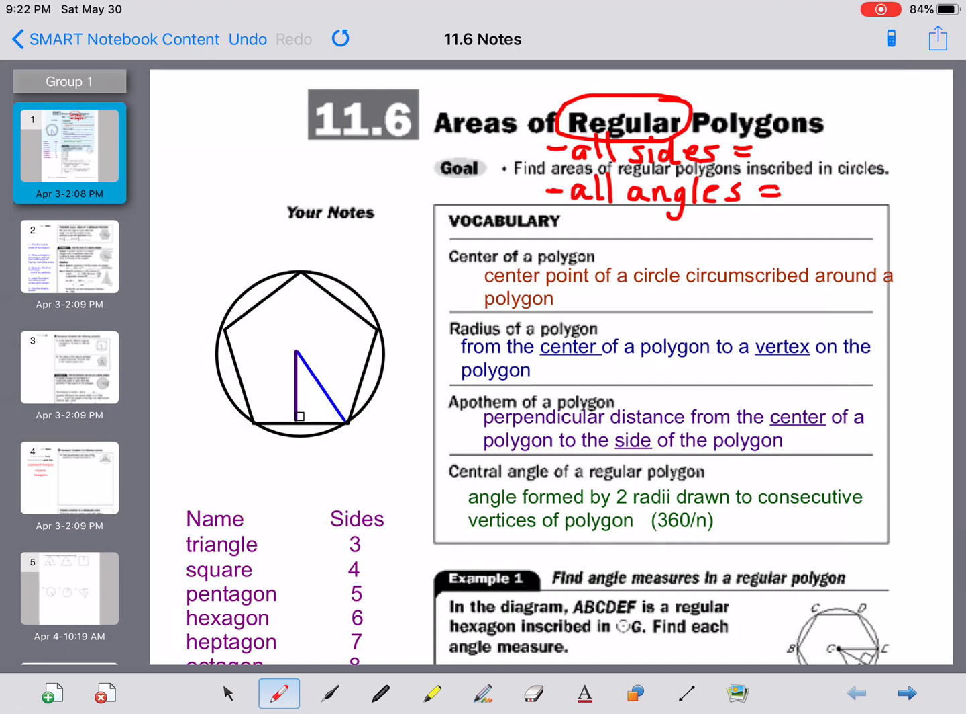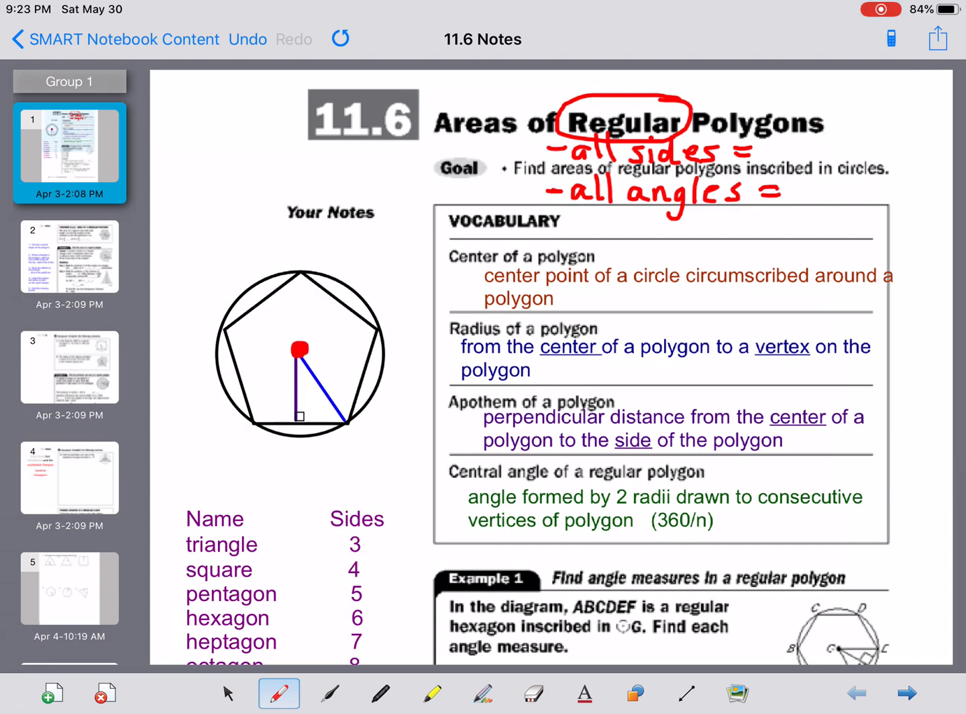So I have some vocab here. Super important, some of these, especially a couple in the middle, that we know them, that we understand them, and half of our job in this section is being able to find those as well. So the first one is center of a polygon. I'm going to admit, not a super big thing to know about. It's the center point in the center of my polygon.